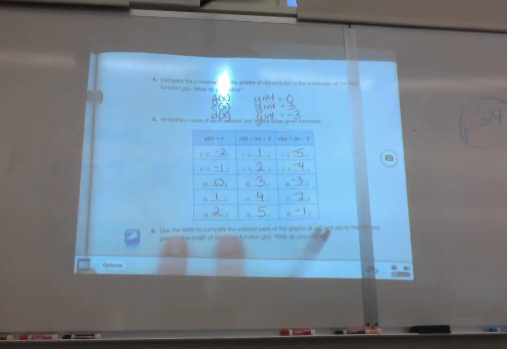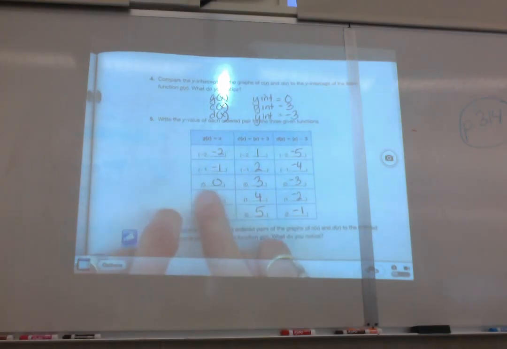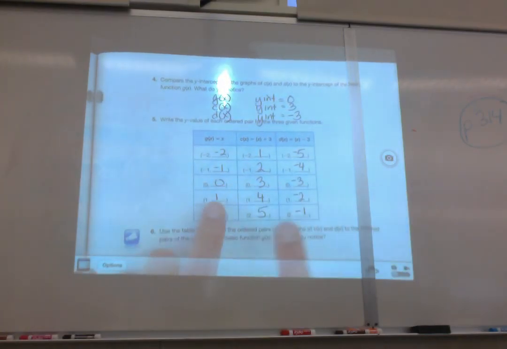Compare the table and the ordered pairs to the ordered pairs of the graph of the basic function. What do you notice? Okay, for example, let's start at the 0. That's probably the easiest compare. I've got 0 for g of x. What do I have for the y on c of x? 3. Kenya, do you see a 3 right there where my finger is? Yeah, okay. How about over here? What is that? Negative 3.